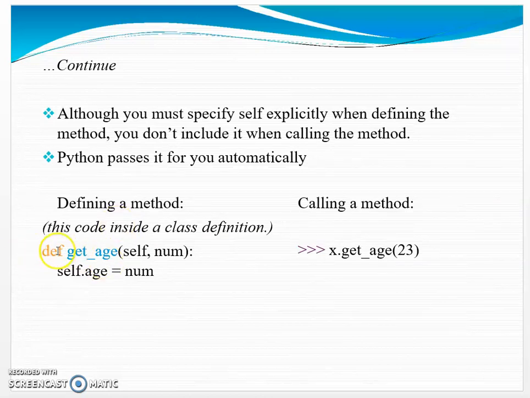So here I have shown one example. Here I have declared this method in a class whose parameters are self comma num, and whenever we have to call that method, we have to pass only one parameter, that is 23, to the function definition, because self is an inbuilt object.